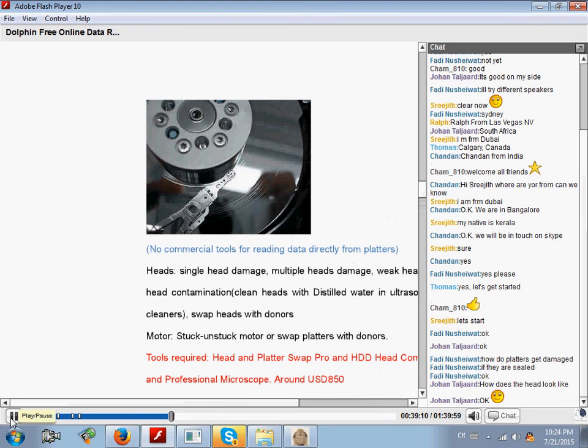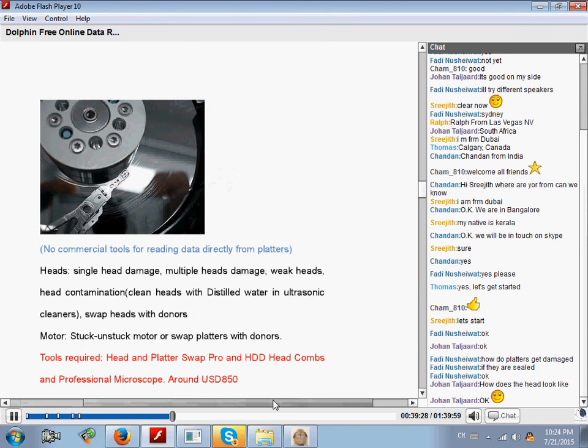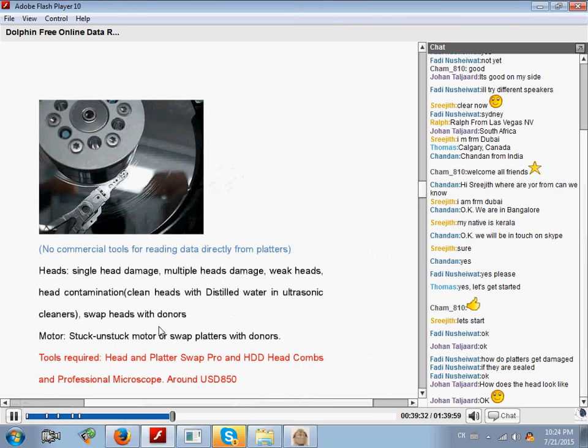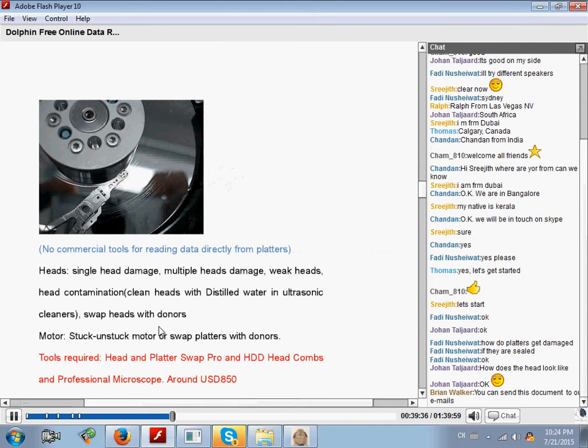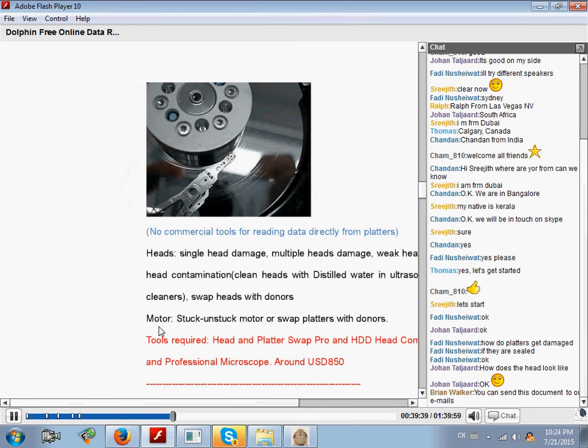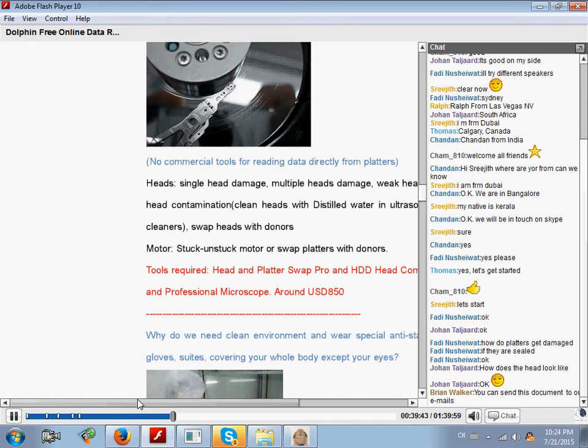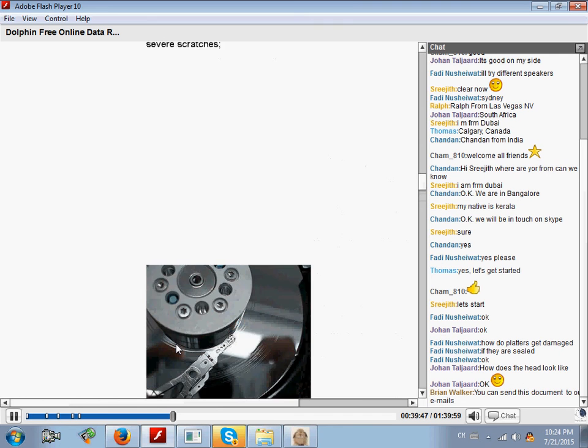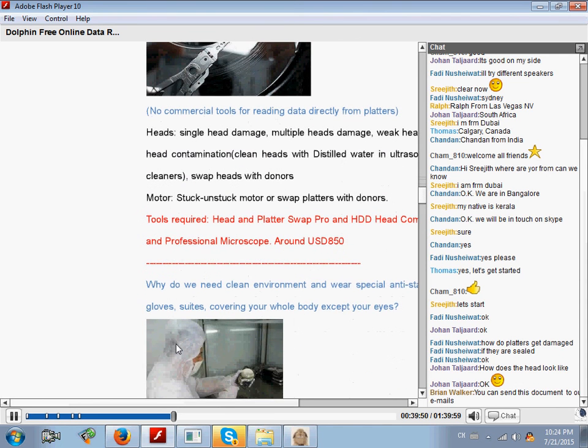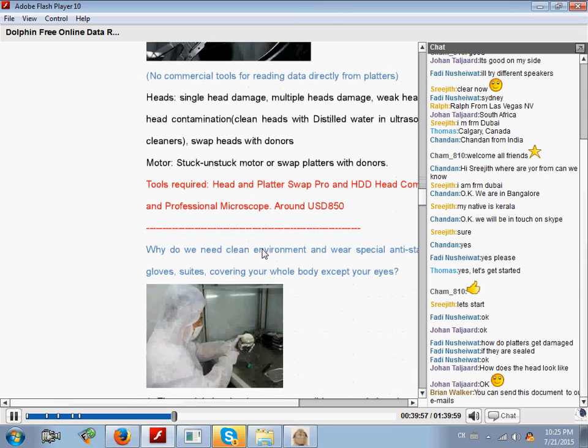Sometimes after we open the hard drives, you cannot see the scratches or what is damaged by your eyes, but you can see it with a microscope. So you need this microscope, and then you can see the scratches. For the above cases, like the platter cases, the head cases, and the motor cases, you need the head and platter swap tools, the head combs, and the microscope. So this makes you very professional.